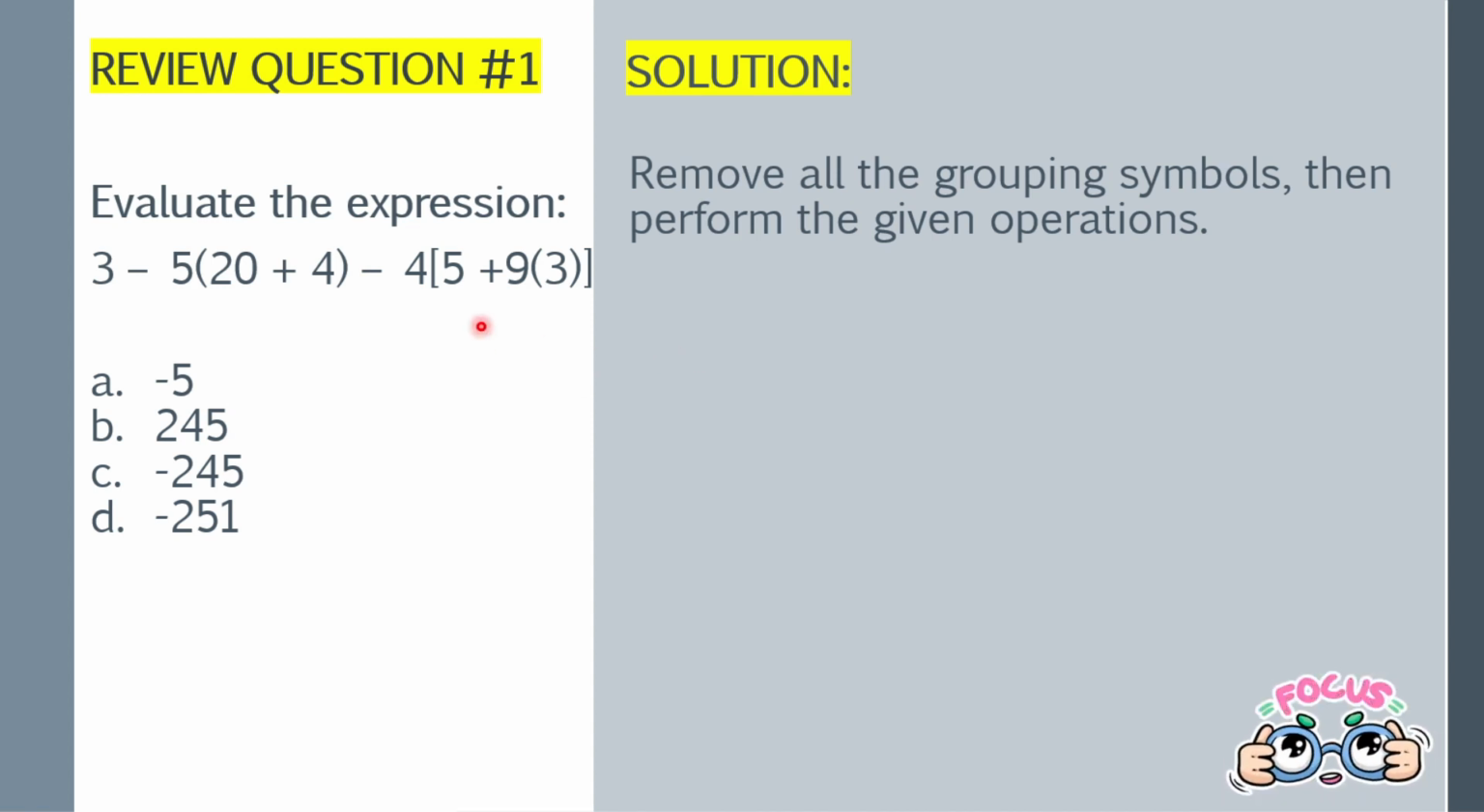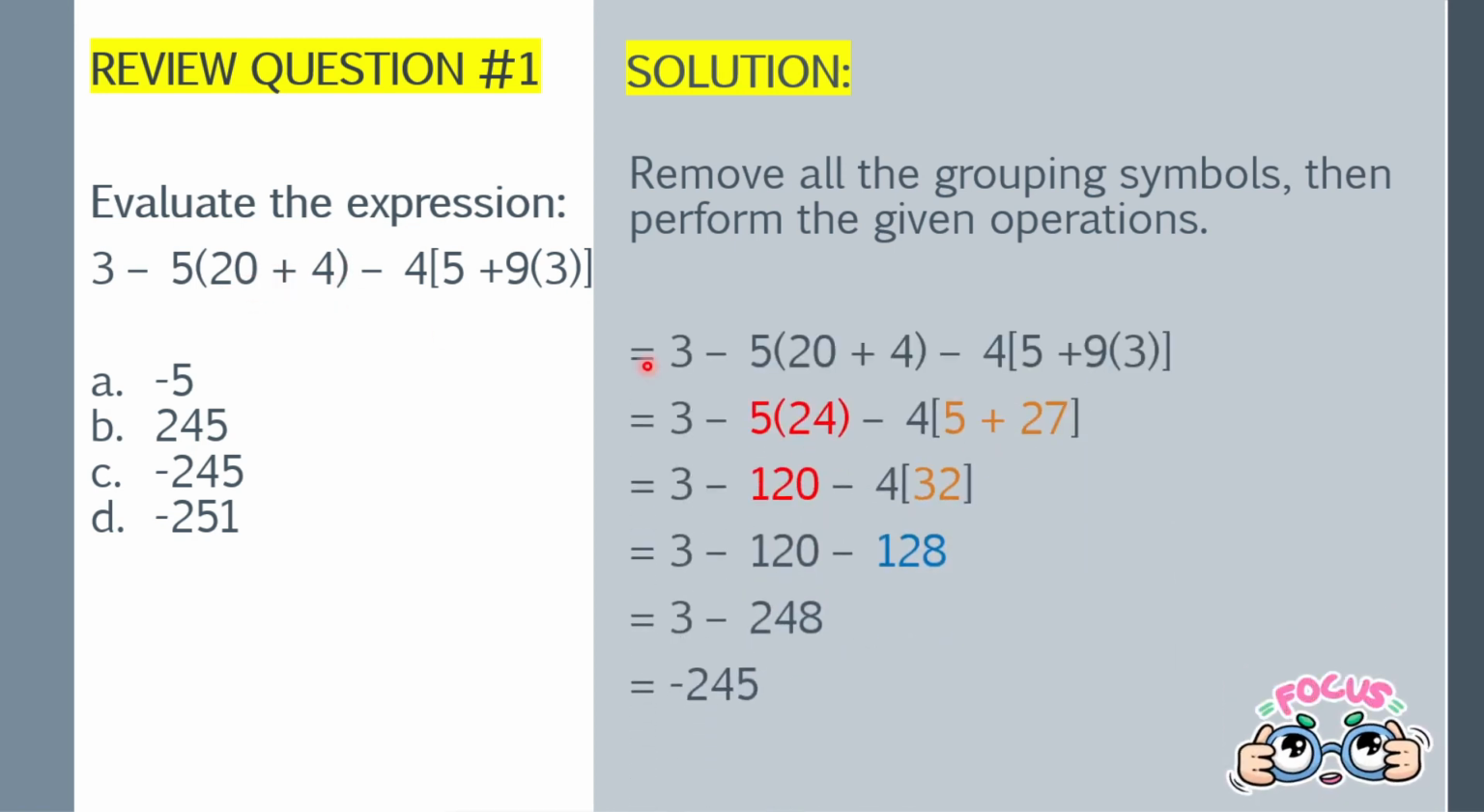Okay, so we can do it simultaneously. We can simply multiply 9 times 3 and add 20 plus 4 at the same time. Then copy the other terms. Okay, so we get the following. So 20 plus 4 is 24, while 9 times 3 is 27. Then copy the rest, including the signs.